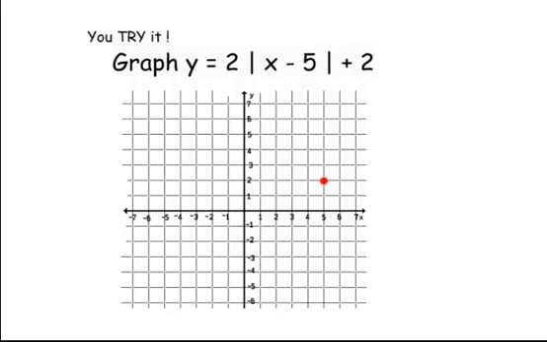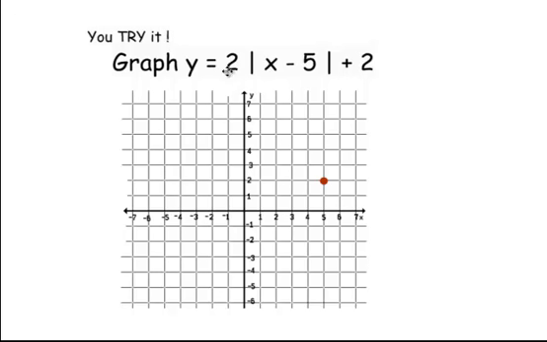Okay, these aren't exactly done, but they're going to be done pretty quickly because I have graphed the most important point on these next 3 graphs. I've graphed the vertex. So you must identify that the parent function that had a vertex right here had the vertex slide to the right 5, and it went up 2, so it ends up right there. So you've got the vertex.